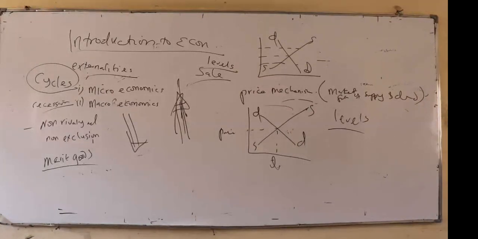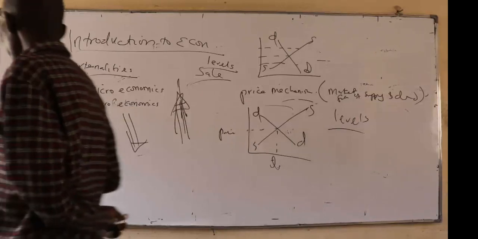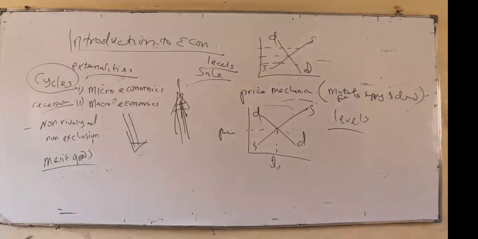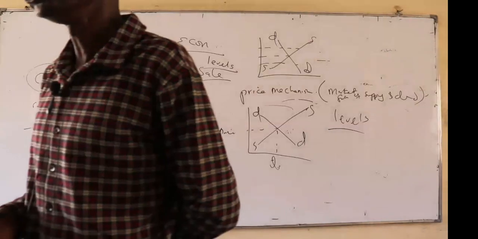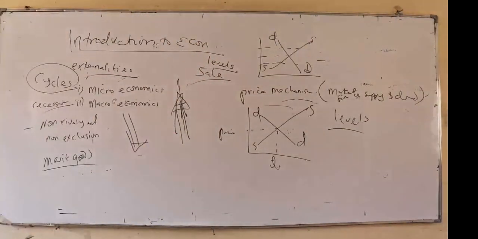Public goods, you know what it is because you have it down there. Merit goods, you can write: merit goods are those socially desirable goods which are characterized by under consumption, e.g., education, health facilities, etc.